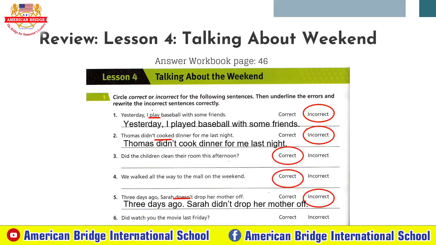Next, our last sentence. Did watch you the movie last Friday? This one is incorrect. This one is the incorrect word, or the error for this sentence. Watch you. So let's rewrite the correct sentence. Did you watch the movie last Friday? So this one is the correct sentence.